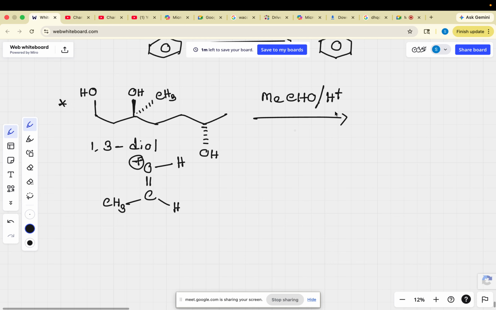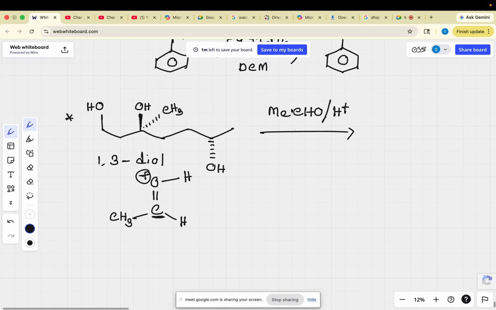And once the reagent is getting protonated, what is happening? The electrophilicity of this carbon center is increasing. If this oxygen is becoming positively charged, that means this carbon center is becoming more electrophilic in nature. So basically this is a protecting reagent. If you have this kind of 1,3 diol and you are using some aldehyde in presence of H plus, this is a protecting reagent. So this reagent you have to write down here.